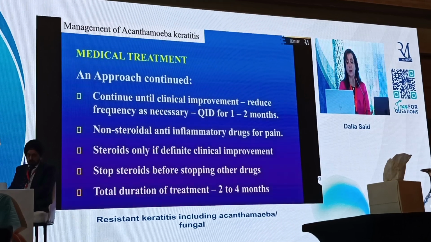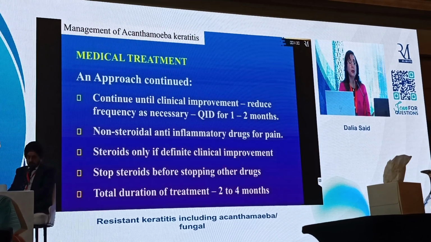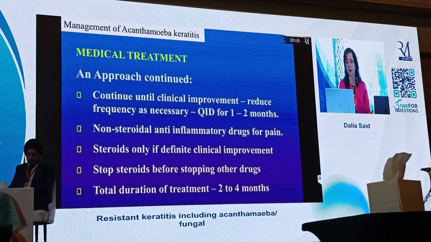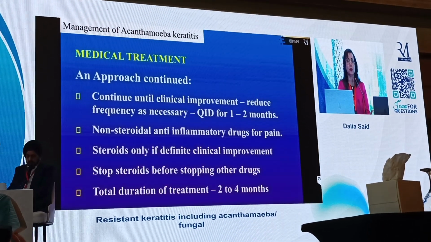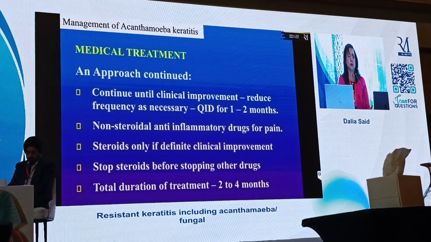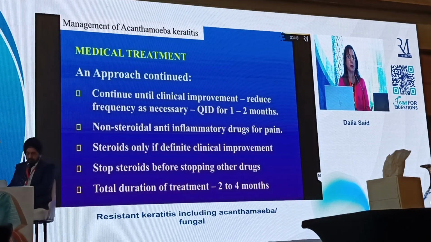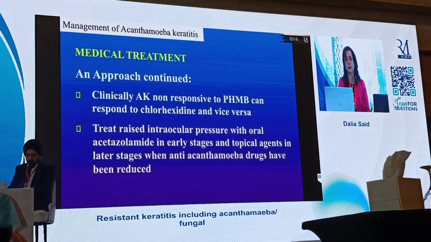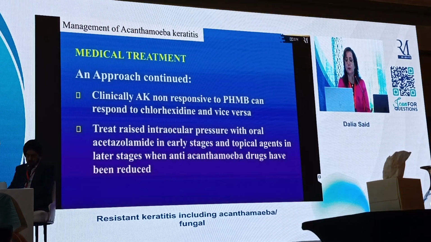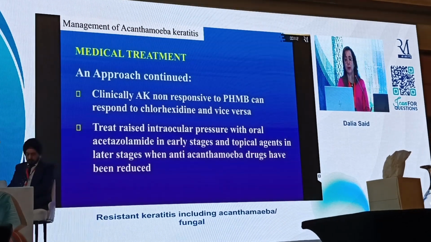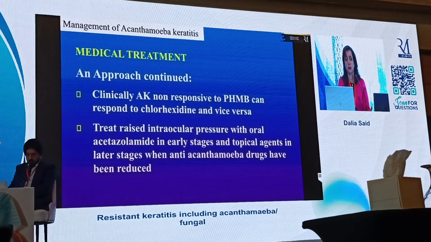non-steroidal anti-inflammatory drugs. Again, steroids only if you see signs of improvement, and you have to stop them before you stop the anti-amoebic treatment. If you catch it early, you will not be able to stop before 4 months. But I've had patients who have been on treatment for 2 to 3 years. So if it is not responsive to PHMB, sometimes it can respond to chlorhexidine.